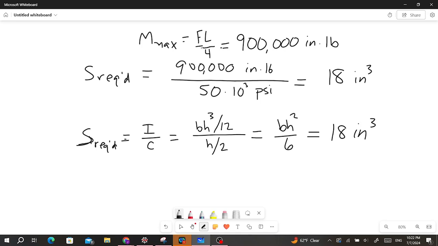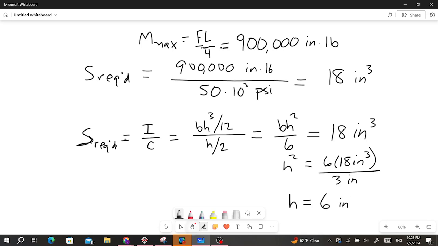so we'll rearrange this. We have H squared is equal to 6 times 18 inches cubed divided by B. And here I'm just going to plug in B directly. We know that B is equal to 3 inches, just to save ourselves a step on the screen. And then if we solve this, there's of course a positive and negative since it's a square root. Since we're caring about a physical dimension, we're going to take the positive number and we'll get that H is equal to 6 inches.